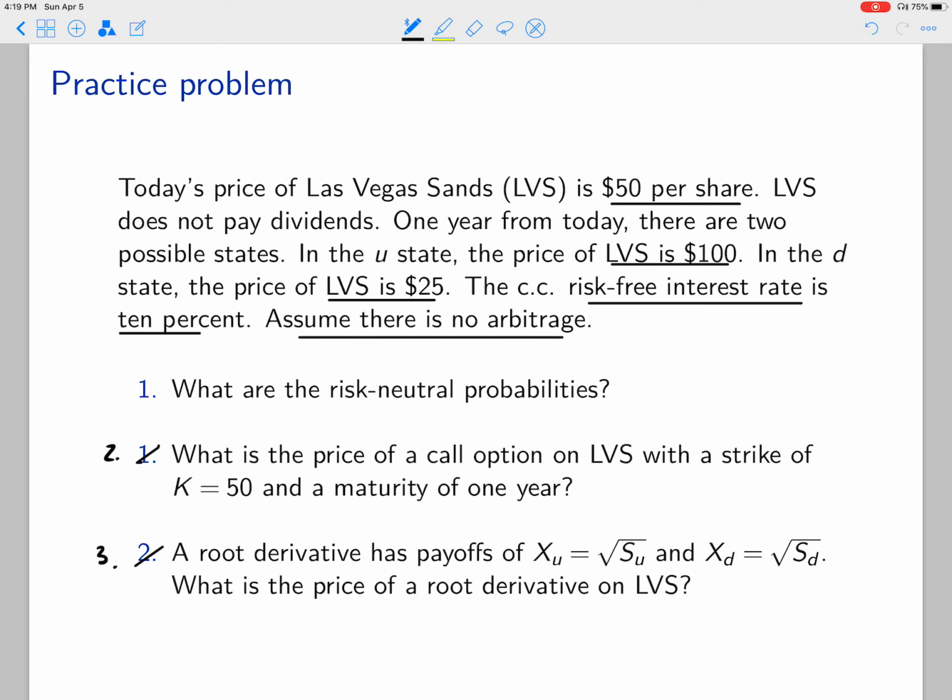Three parts to this question. First, what are the risk-neutral probabilities? Second, use the risk-neutral probabilities to price a call option with a strike of 50 on Las Vegas Sands and a maturity of 1 year. And third, price a more exotic option, something called a root derivative, with payoffs equal to the square root of the payoff of the Las Vegas Sands stock. We want to price that as well.